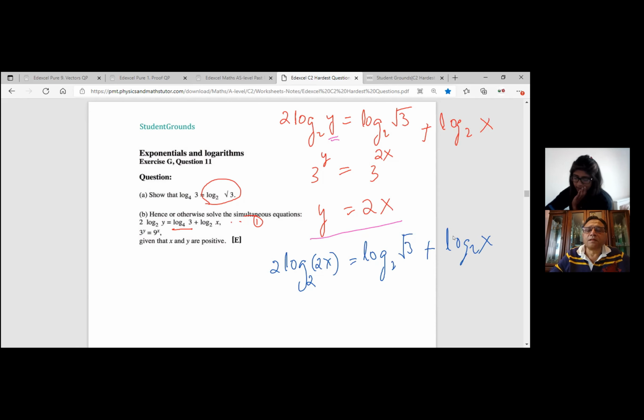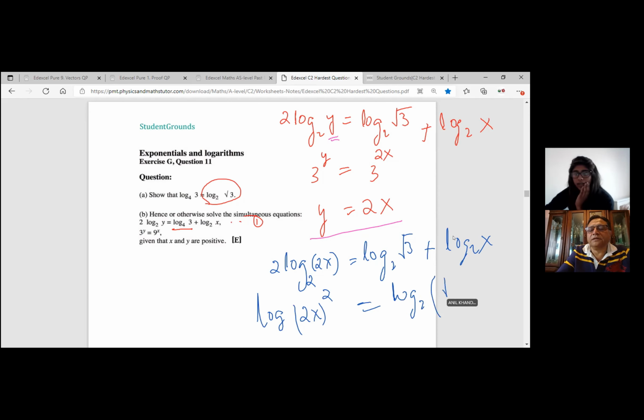So same base and one variable. Now you can say that this part is 2x to the power of square, right? So log of power, right? And here it is log to the base 2 of, multiply the two things, square root 3x times x. Is that okay? So x root 3, yeah.